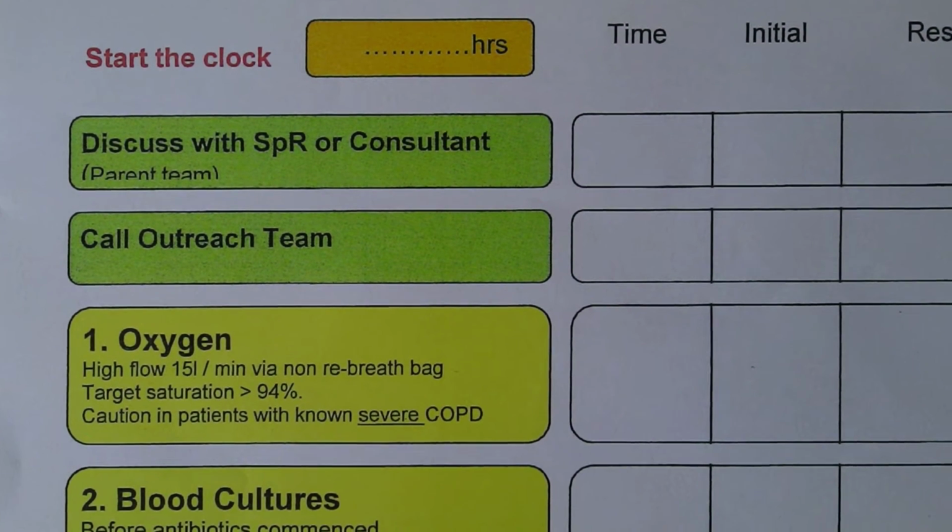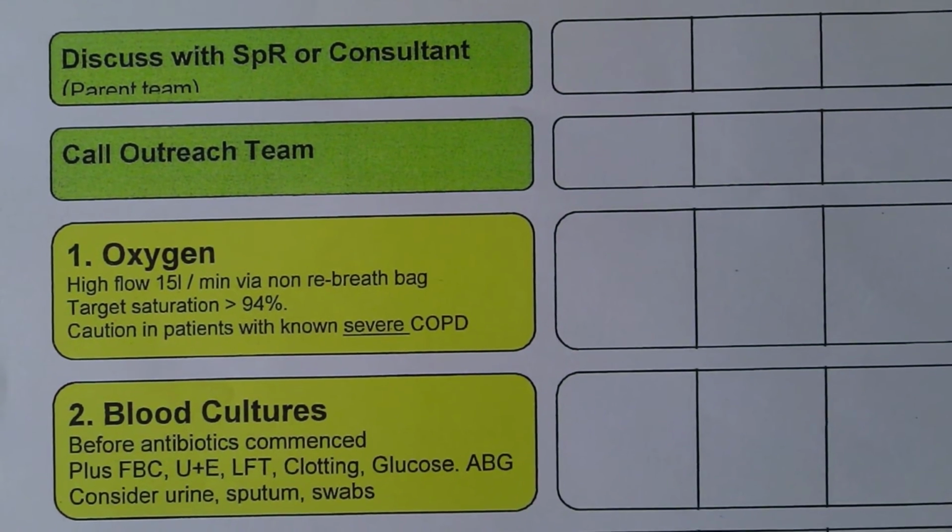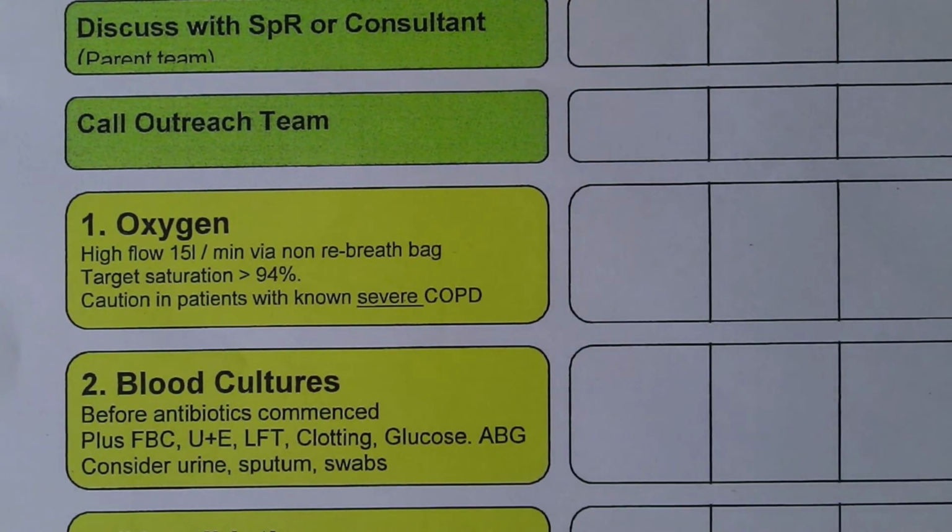Now we need to know what organism is causing the infection. So before we start antibiotics, we want to take blood cultures so we can identify the cause of the bacteremia before antibiotics, because obviously if we give antibiotics, that'll kill the bacteria and distort the culture.